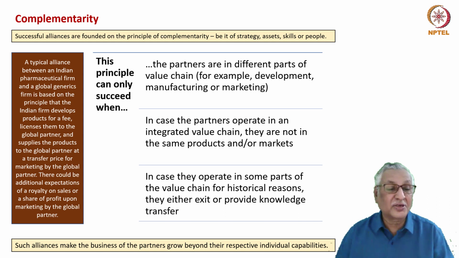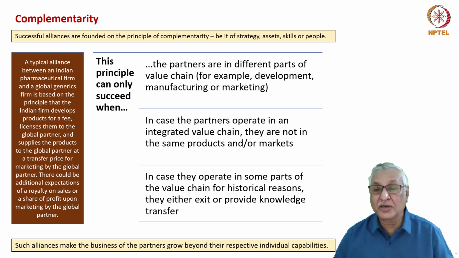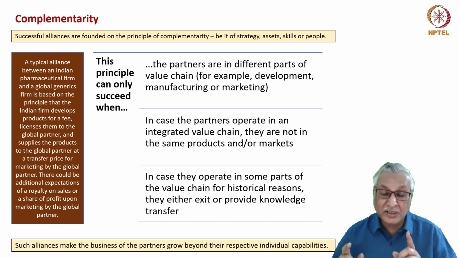There could be additional expectations related to royalty on sales or a share of profit upon marketing by the global partner. But this principle can succeed only when the partners are in different parts of the value chain, for example, development or manufacturing or marketing, as far as the desired product and the desired market is concerned. There could be overlapping product manufacturing and marketing lines as far as products and markets that are not covered by the alliance.